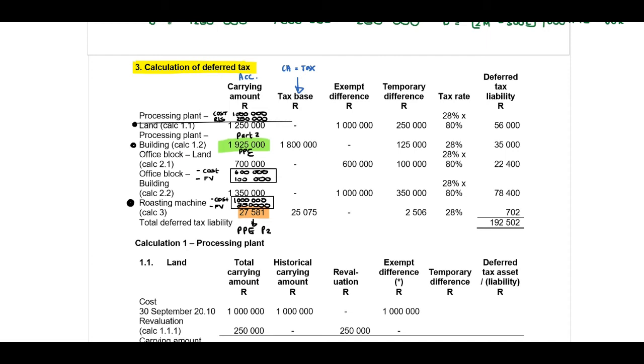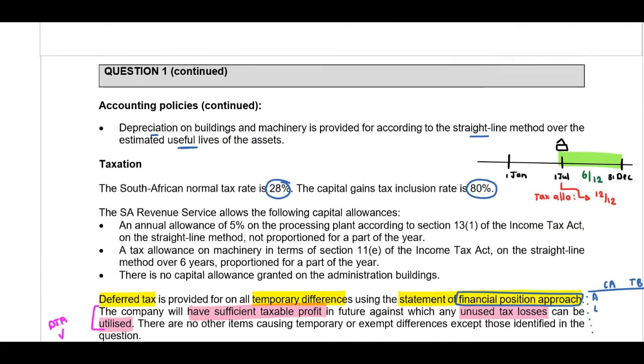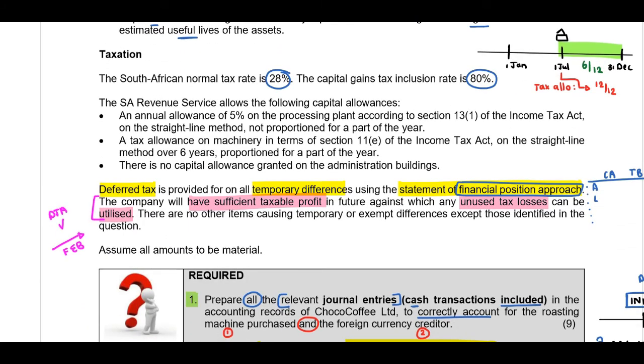Right, now if we look at our tax base, you will remember that they've provided to us information in terms of our tax allowance. Now, I'm just quickly going to read through this briefly with you again. The South African Revenue Service allows the following capital allowances. Remember, we've identified that this relates to our tax base.